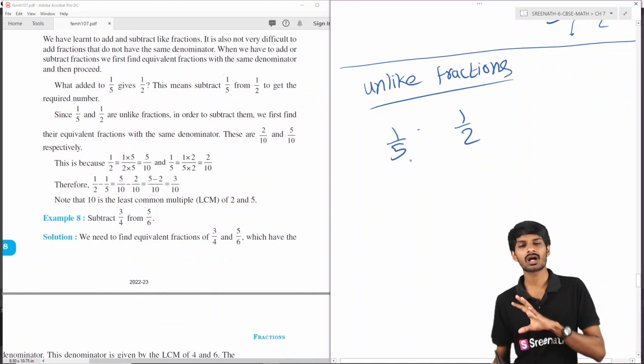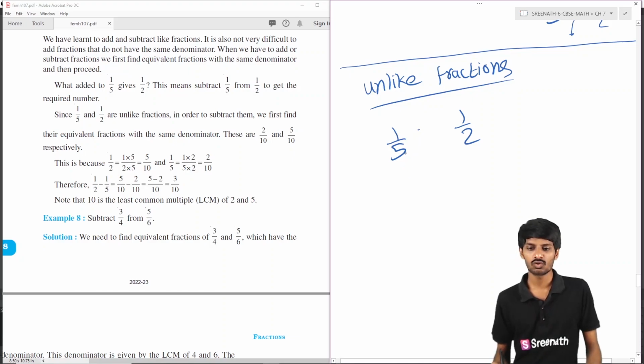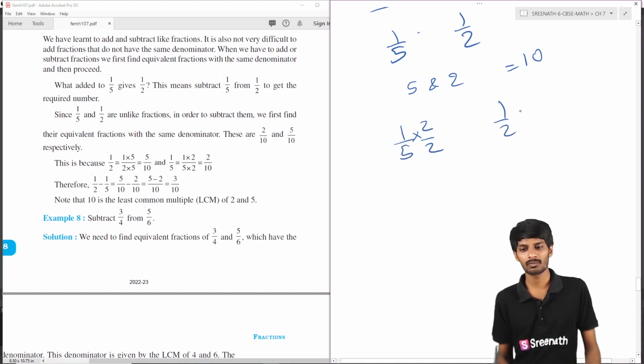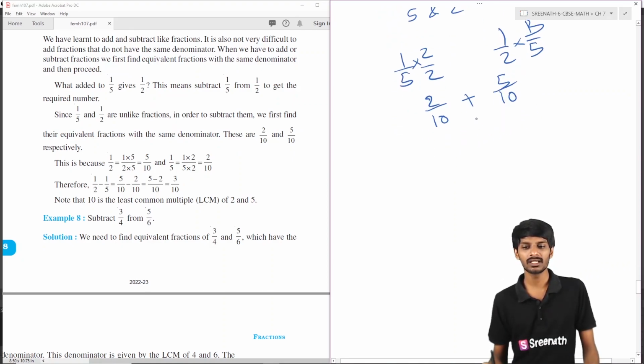For that we have to look for a common multiple. So what is the common multiple for 5 and 2? That is 10. So you multiply 1 by 5 with 2 by 2, and you multiply 1 by 2 with 5 by 5, so it becomes 2 by 10 and 5 by 10. Then they become like fractions. If you want to add them, first you add the numerators, that is 2 plus 5, and write the denominator.